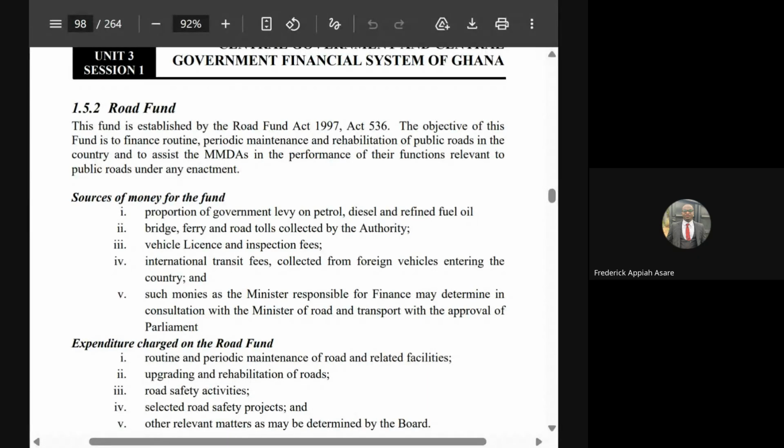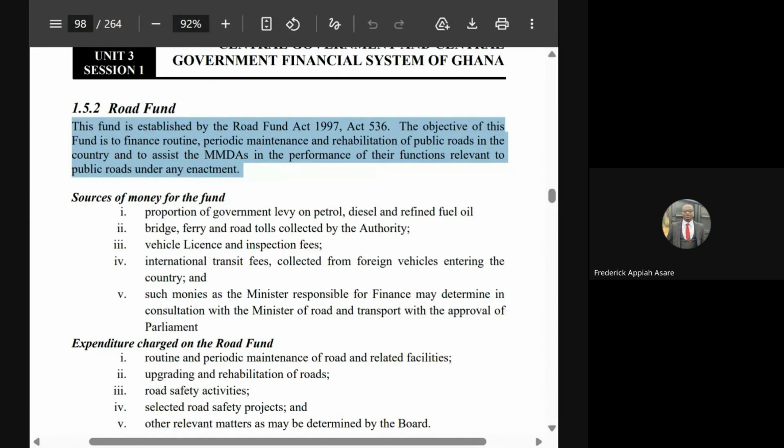Now let's look at the Road Fund. The Road Fund is also another fund we usually set aside from the consolidated fund and the contingency fund. This fund is established by the Road Fund Act 1997, Act 536. The objective of this fund is to finance routine and periodic maintenance and rehabilitation of public roads in the country, to assist the MMDAs in the performance of their functions relevant to public roads under any enactment. So the Road Fund purposely finances routine and periodic maintenance, and this is for public roads only.